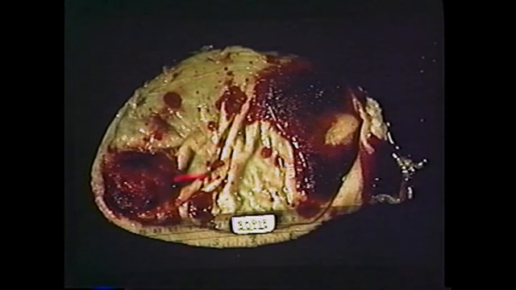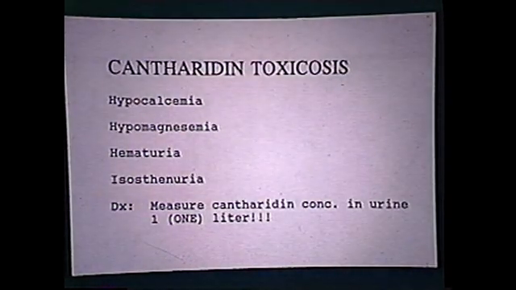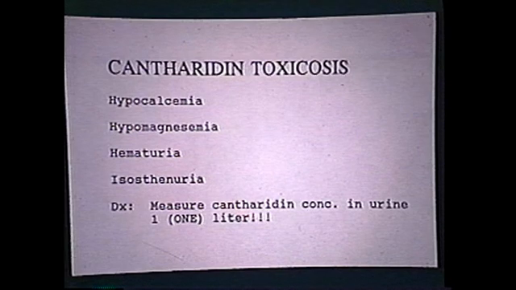It takes a liter of urine to get the cantharidin toxin out of it. Characteristic ClinPath changes are low calcium and low magnesium, along with inability to concentrate their urine, and then the hemorrhage that's associated with the petechia and ecchymosis.